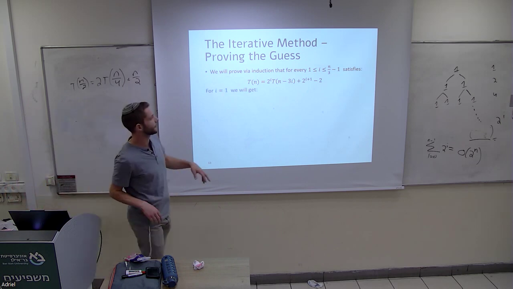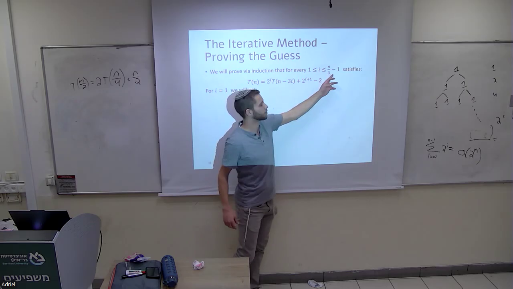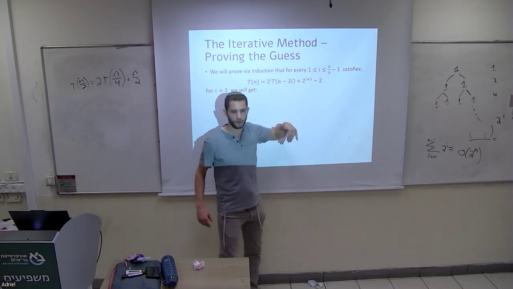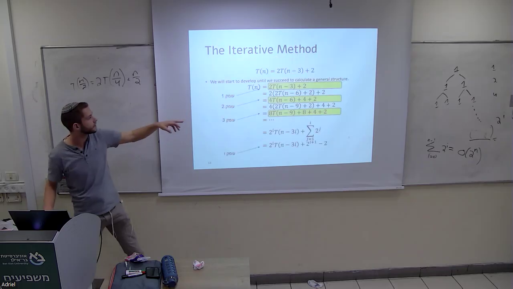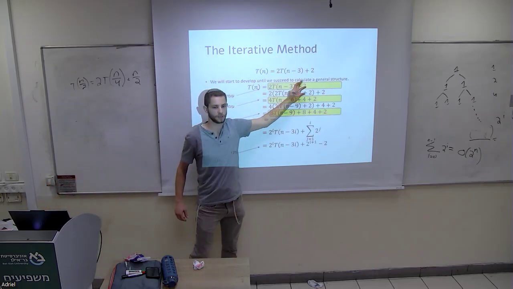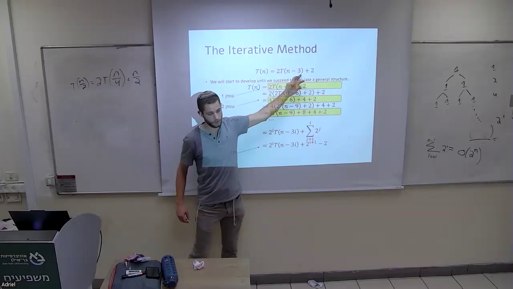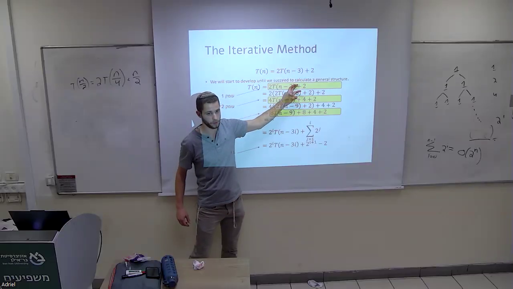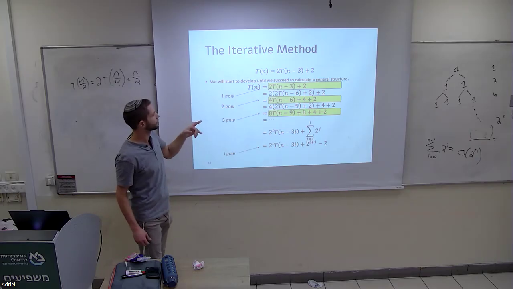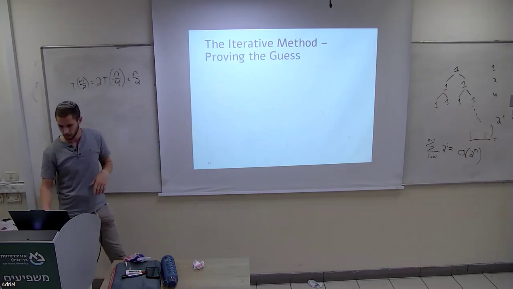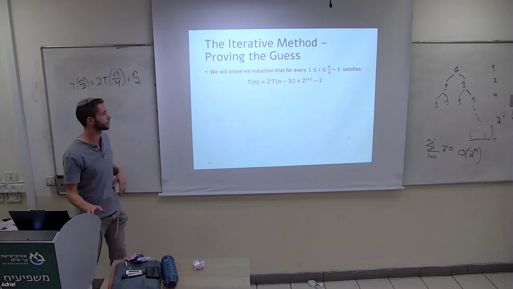So we want to prove it for every i until n divided by 3 minus 1, because that's how far the recursion will go. If we go back to our function, how many times does this call itself? N divided by 3 times, right? Yeah, n divided by 3.